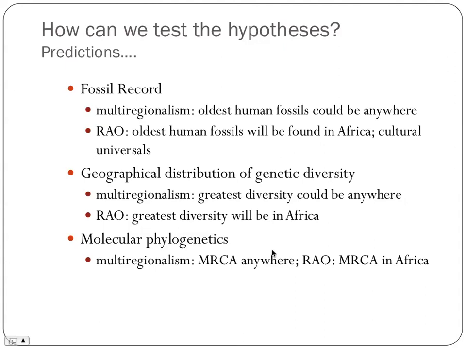So if we look at the fossil record, if we subscribe to the multi-regionalism view, the oldest fossils that look like us, what we call anatomically modern humans, could be found anywhere. They could be found in Britain, they could be found in China, Java, India, Africa, anywhere. Whereas the recent African origins view would say, no, they're going to be in Africa.